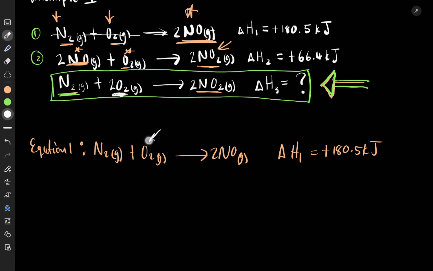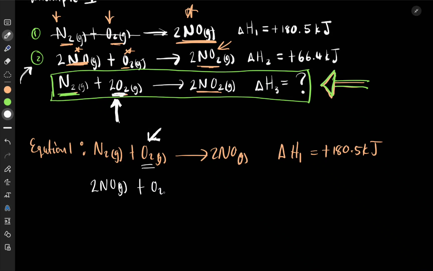How many moles? 1. So how many moles do I want in the final one? I want 2. So how many should I bring in number 2 now? I already have 1 already, so number 2 should bring 1 more mole. That means I'll just bring number 2 as it is. The oxygen should be at the reactant side, and it should be 1 more mole. Oh, lucky me, nothing has to be changed again in the second one.